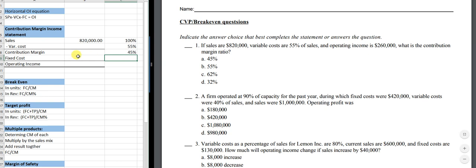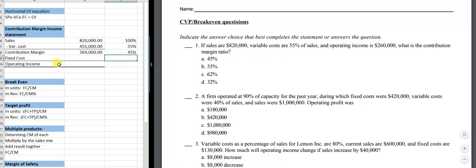A couple of other things that they could ask on this question. This is probably a multiple part question, so I'm going to fill in the rest of these. I know that variable costs are 55% of sales, and I know my contribution margin. I could do it one of two ways: take sales minus variable costs to get contribution margin, or take sales times 45%. You see, I get the same number.